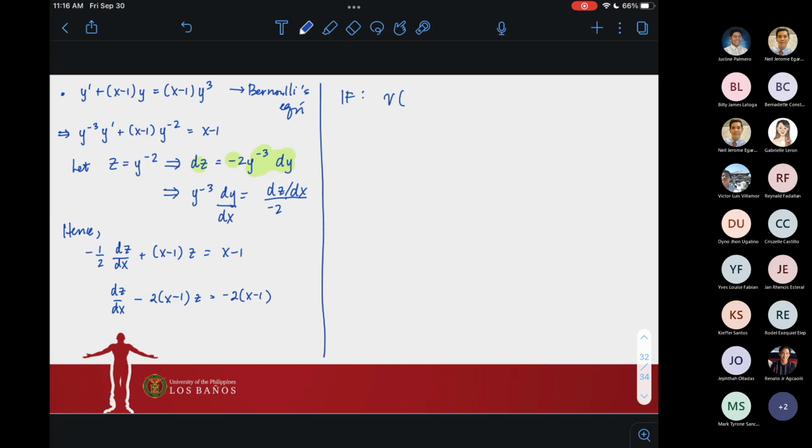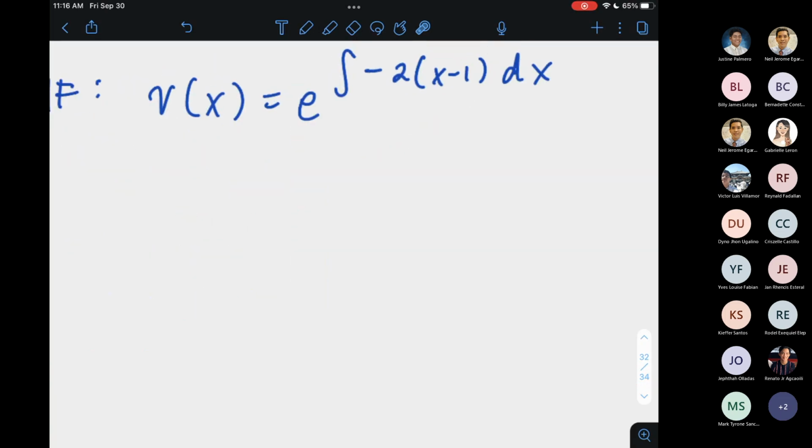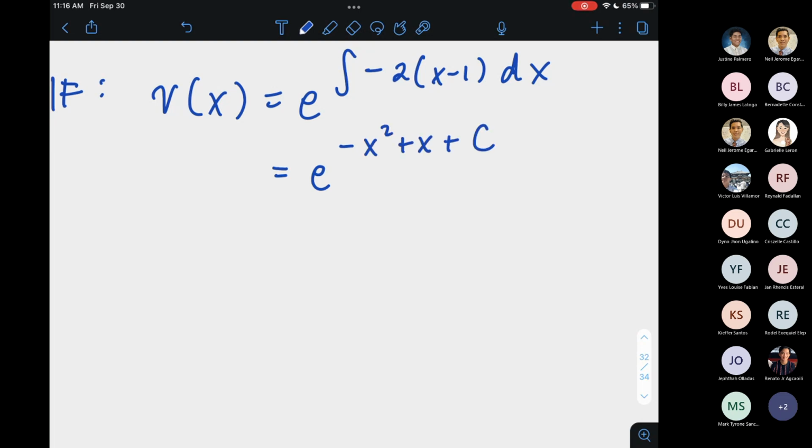V of x pa rin, e to the integral ng negative 2 times x minus 1 dx. Kasi ito pa rin yung p kasama yung negative sign papunta ron. Tapos mag-i-integrate na tayo ngayon para makuha yung integrating factor. So this would be e to the negative x squared plus x plus constant c. Tama ba? Negative 2x, negative 2x plus 1.